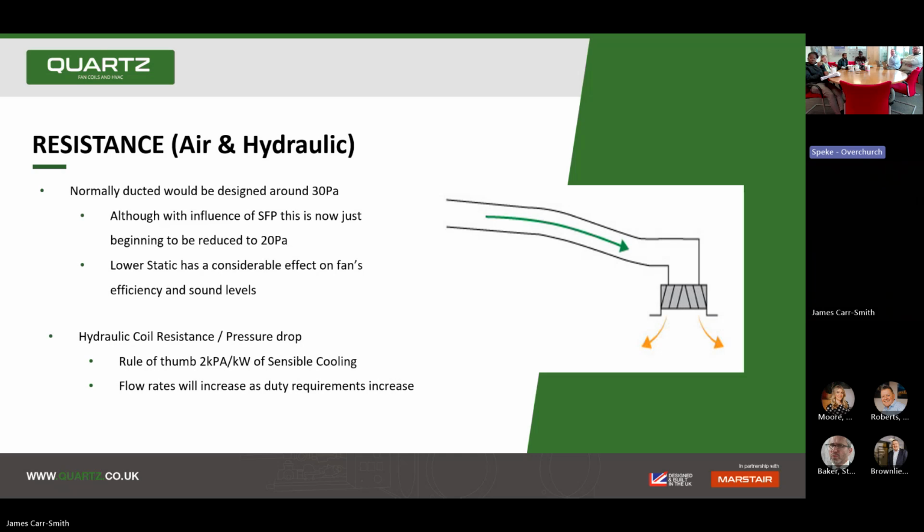When it comes to hydraulic coil resistance, there is a rule of thumb of 2 kPa per kilowatt of sensible cooling. So 20 kPa if you've got 10 kilowatt cooling output. And we try and stick to those because having too much resistance on the unit will affect pipework, it will affect pump sizing, and obviously there is an expense to running lots of big pipes around a building with an oversized pump because fan coils have been incorrectly sized with high resistances. So we try and keep to those rules of thumb.